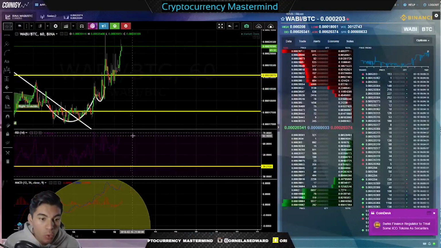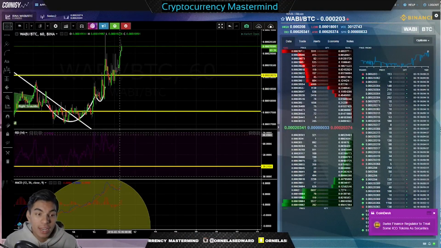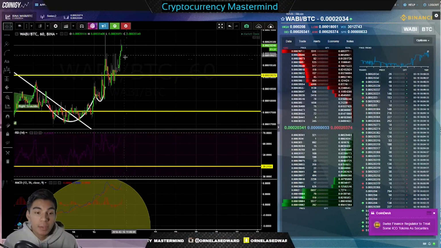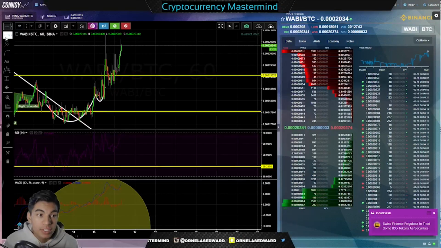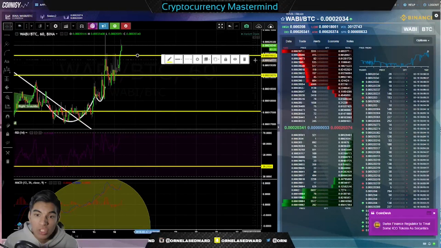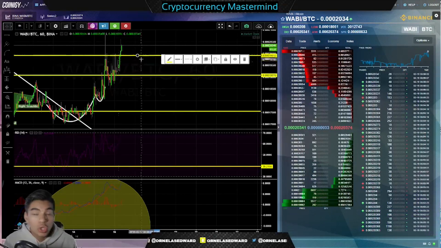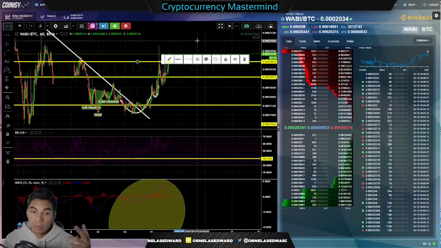As you can see right now, it's starting to get a little overextended on the RSI side, but it's just going to correct, and hopefully you can see a little bit of resistance markers around the 0.00199112 Satoshi mark, and from there we can see it probably start booming once again.